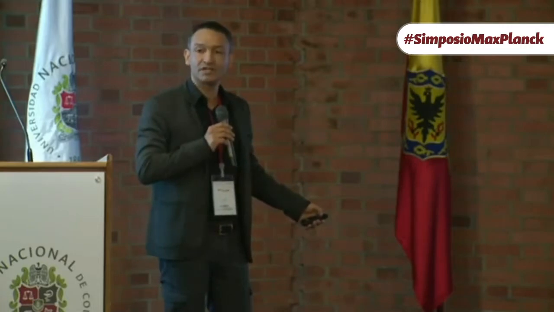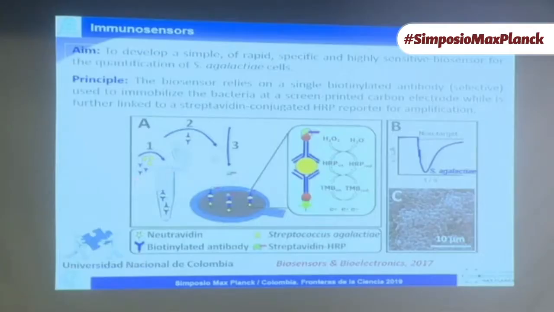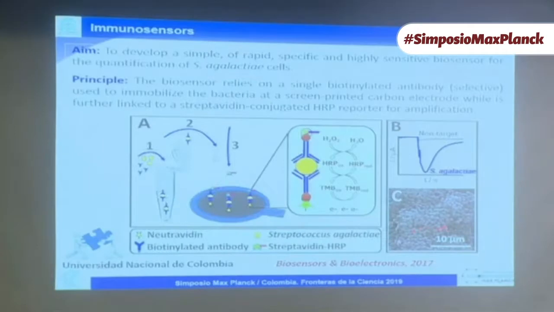It's a biotinylated antibody that we use for a dual purpose. The antibody recognizes the antigen that is expressed in the cell membrane of the bacteria, but we also use this biotinylated antibody to anchor the bioconjugate on the surface of the screen printing carbon electrode, which is covered with neutravidin. So we use the neutravidin-biotin interaction. Here you have a SEM image where you can see all the bacteria confined on the electrode.